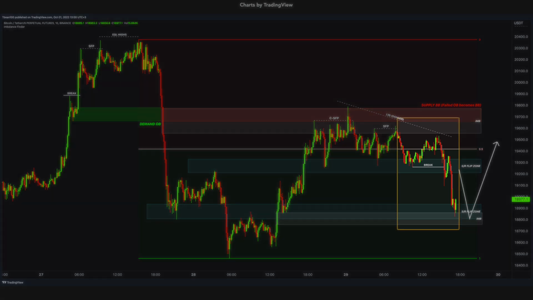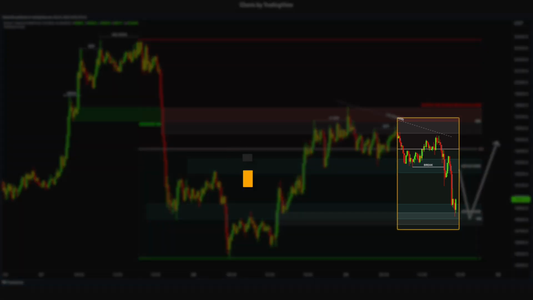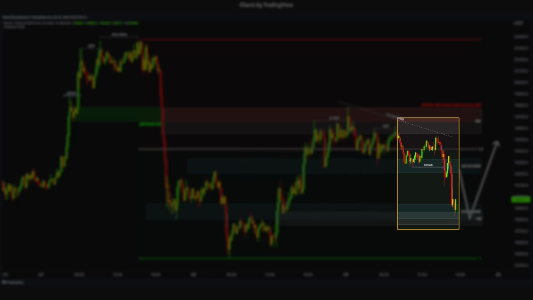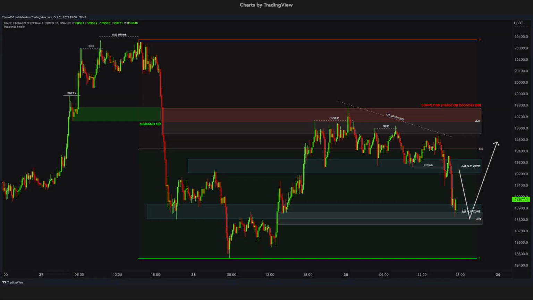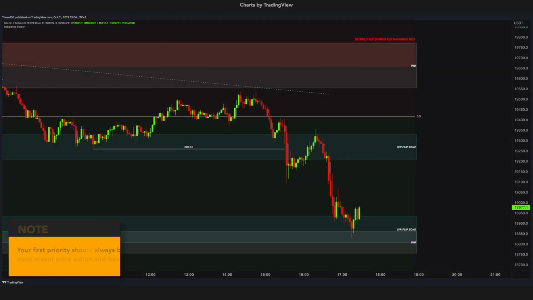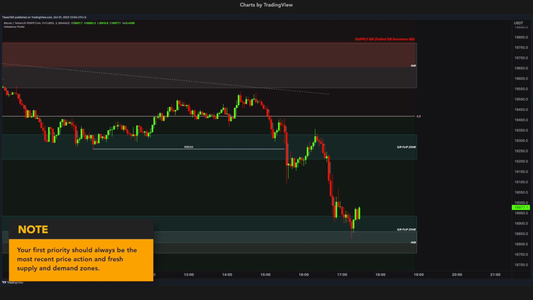Okay, let's open low time frames and check how I scalped this area. I did not hold this trade long because I was really afraid of downtrend liquidity above. If I'm scared of anything while I trade, it is definitely liquidity zones. Once you open low time frames and scalp, you have to focus on what is happening in front of you. The most recent price action is what matters the most.